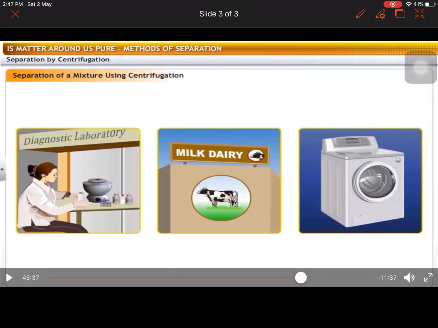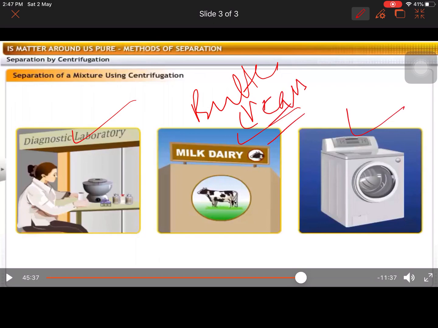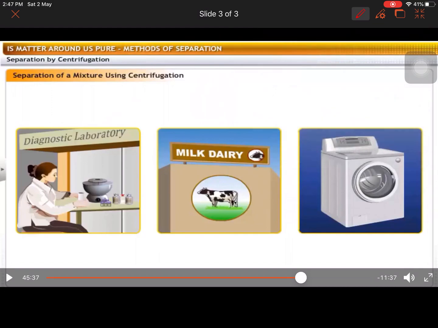Note down the applications of centrifugation: in diagnostic laboratories, where we diagnose our health; in milk and dairy, to make butter from cream; and in washing clothes. Okay.